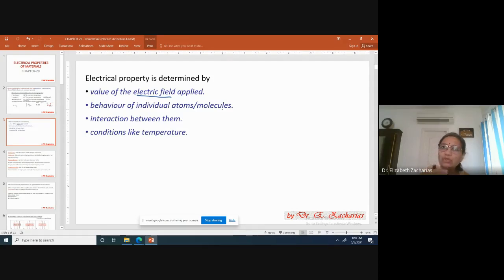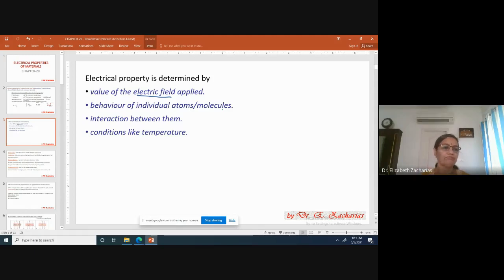If I could cool the metal down to 0 Kelvin, 0 Kelvin is an impossible temperature, but if you cool the material to 0 Kelvin, then that metal will not conduct anymore. It will become an insulator. So conditions like temperature will also decide the electrical properties. I'm sure you all know that when you heat a material, its resistance, actually let me not even discuss that. Basically, just understand right now that temperature is one of the factors that decides the electrical property.